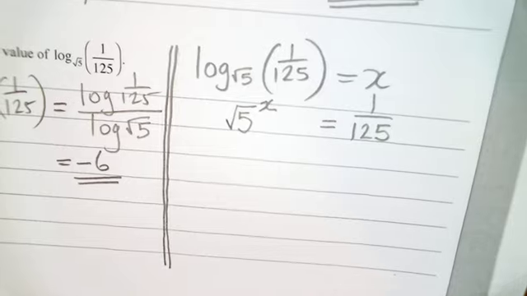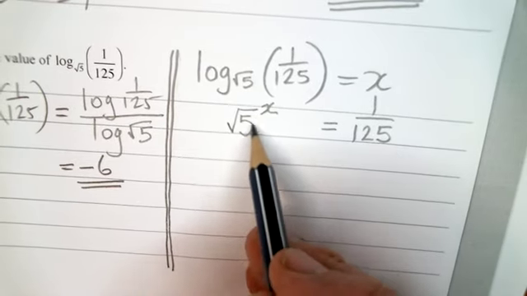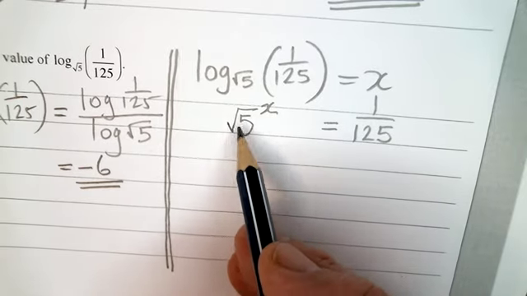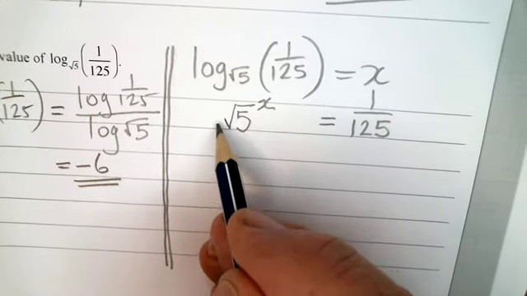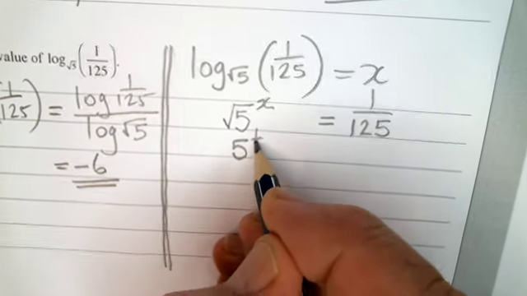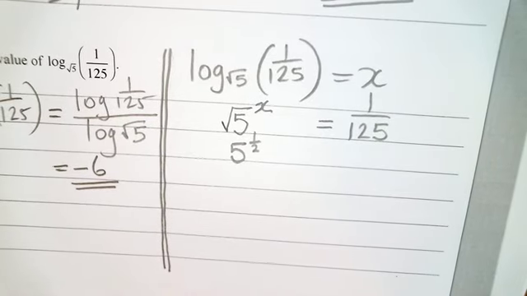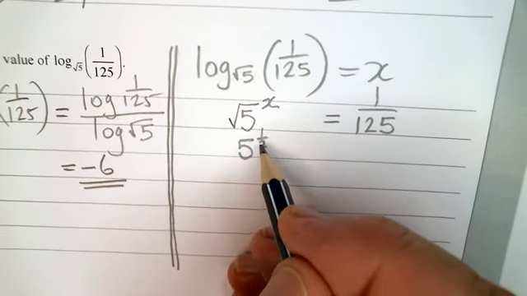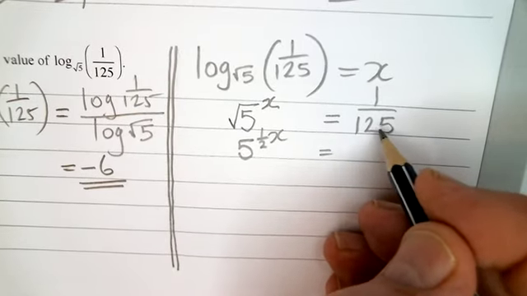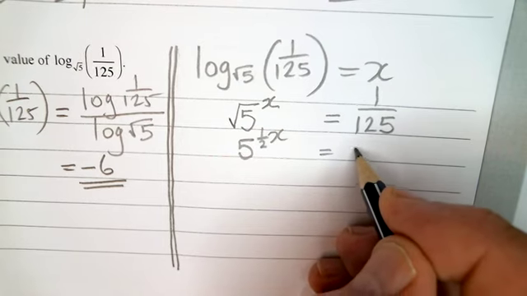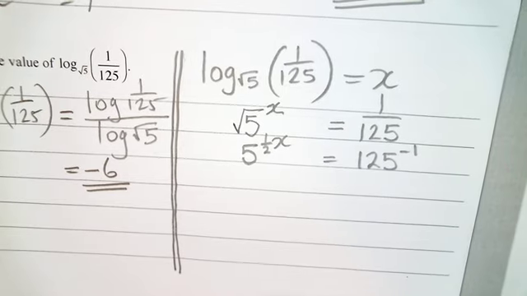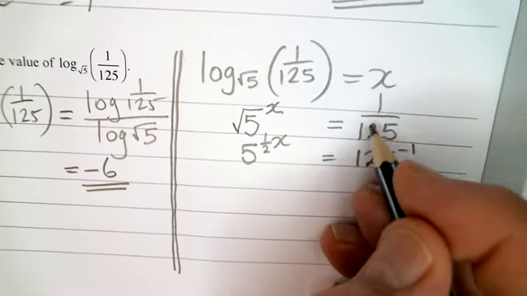Now, I'm looking at these and I'm noticing that 5 appears to be a bit of a common thread. Root 5 is not really an index at the moment; this is what we would call a surd. So it is really 5 to the power of a half, because the square root of anything is the power of a half of that thing. So 5 to the power of a half, all to the power of x, is equal to 125 to the power of -1, because negative means 1 over.